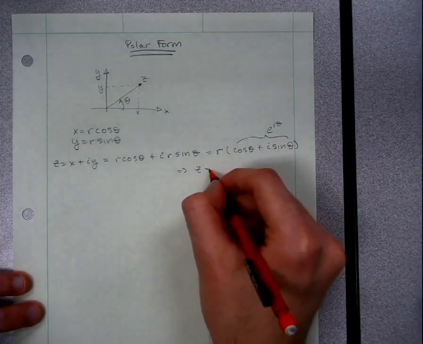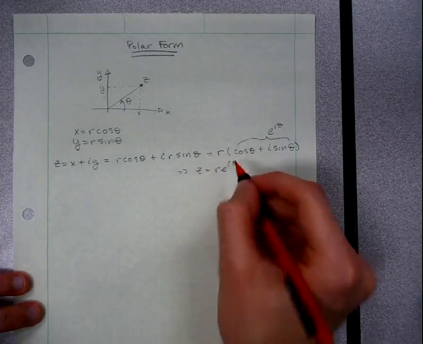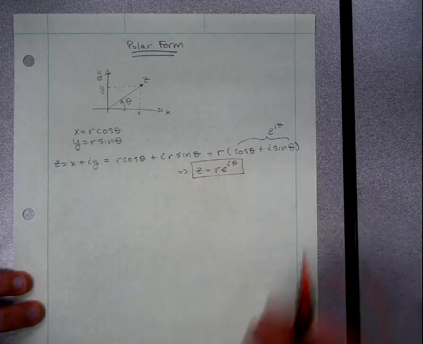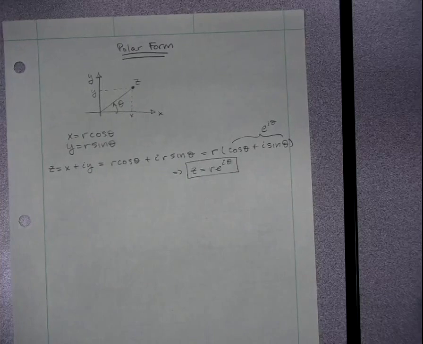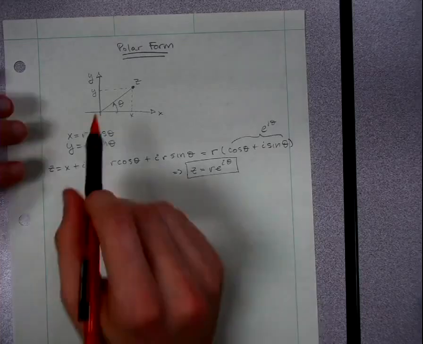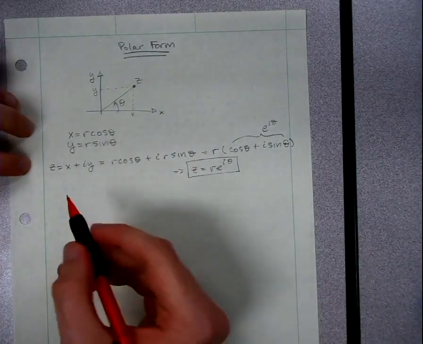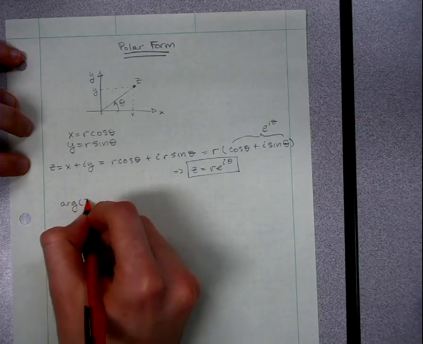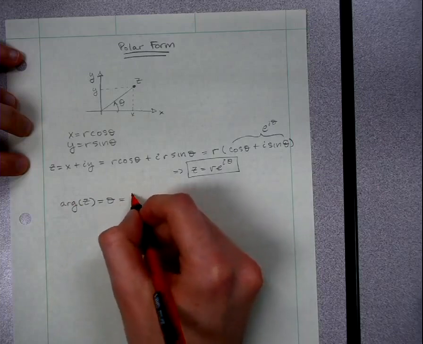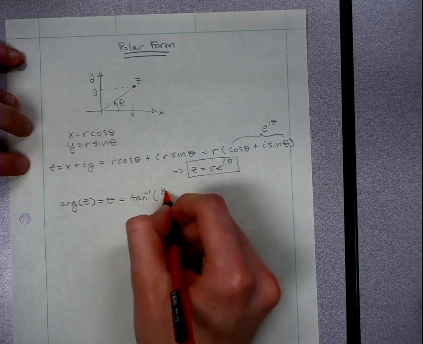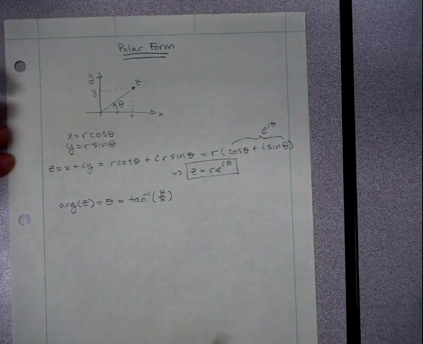Therefore, z can be rewritten as r times e to the i theta in polar coordinates. And when we want to find what's called the phase or the argument of z, that's what this theta value is here. So arg of z equals theta, which just equals the arctangent of y over x. Very straightforward.